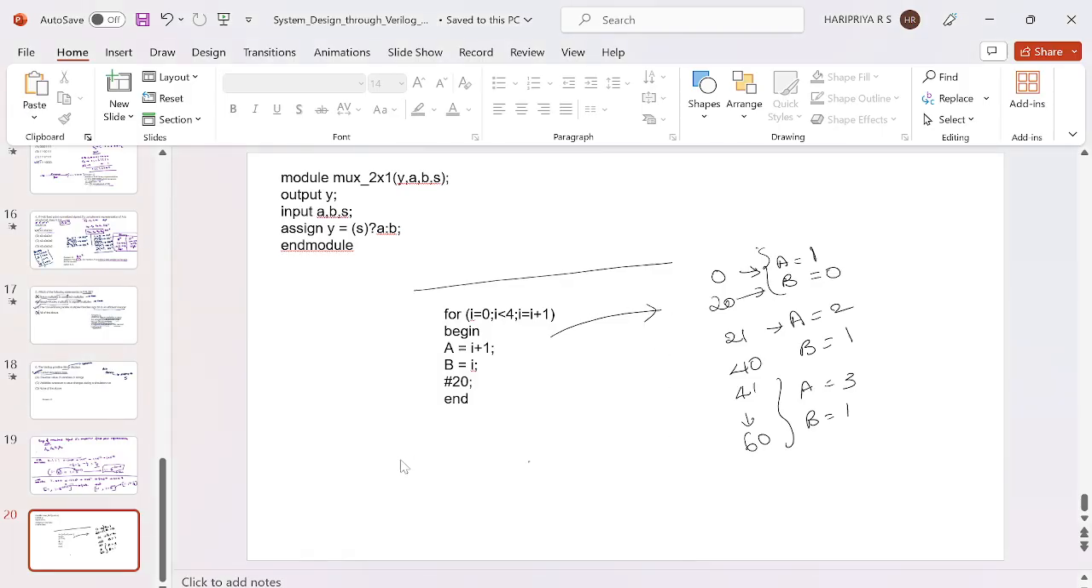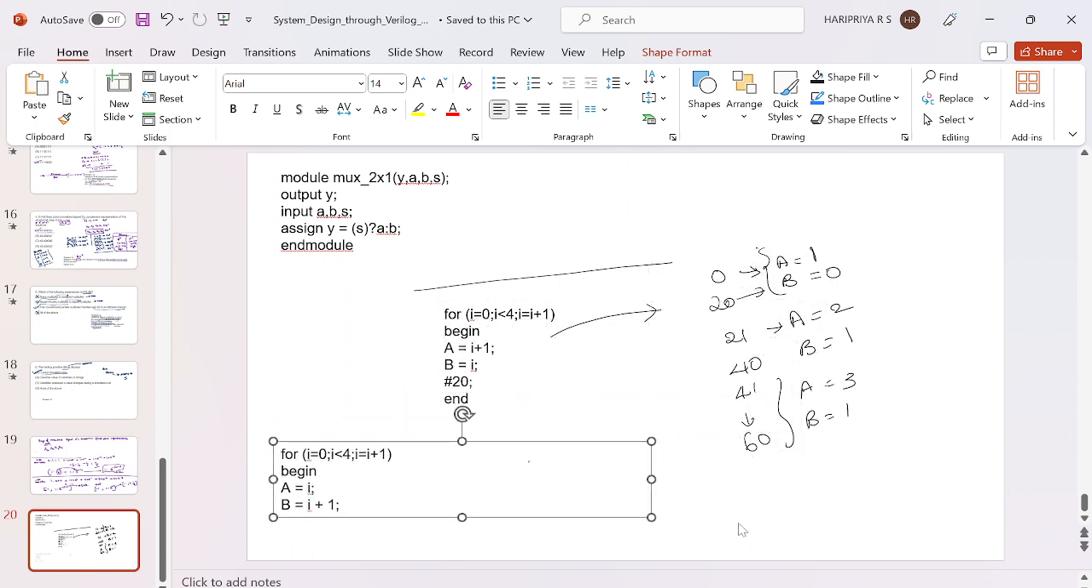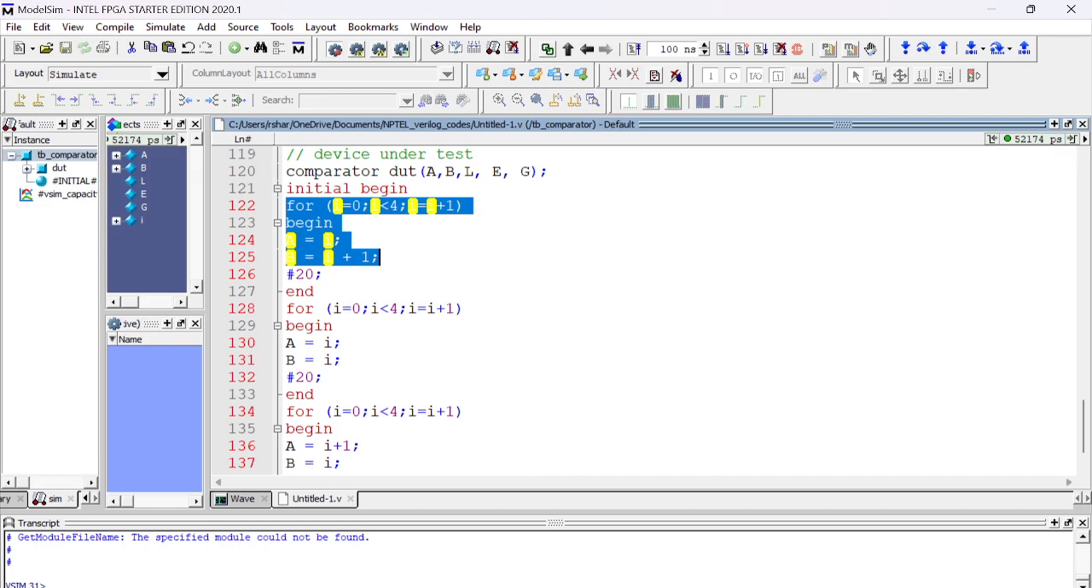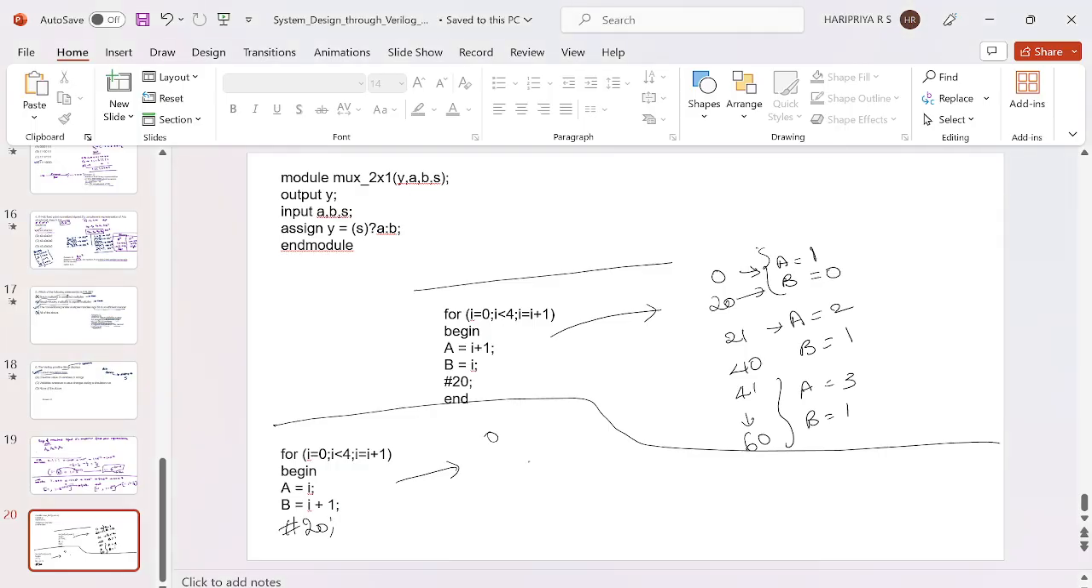If I execute this for loop, then from 0, here there is a delay of 20, I think so, correct? Yes. So till this time, A is 0, B is 1. So this will be inside this from 0 to 20. Again at 20 you will see a change. So till 19, at 20 you will see a change. It will be inside this loop.